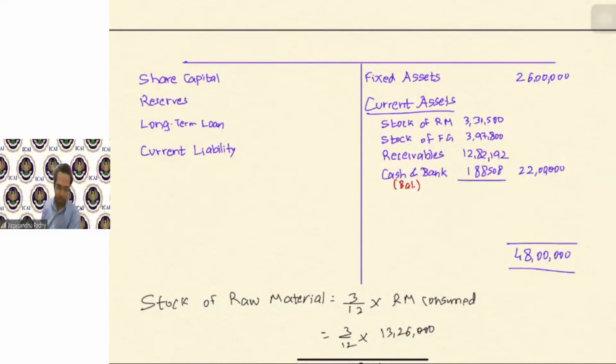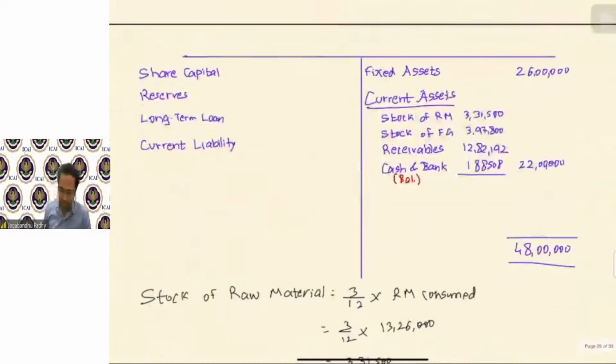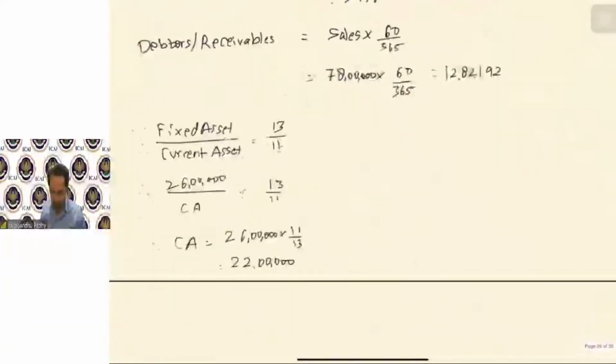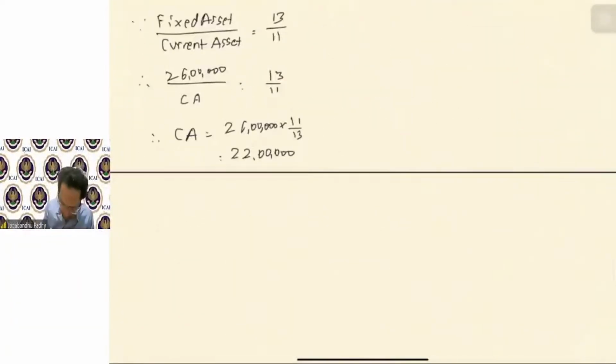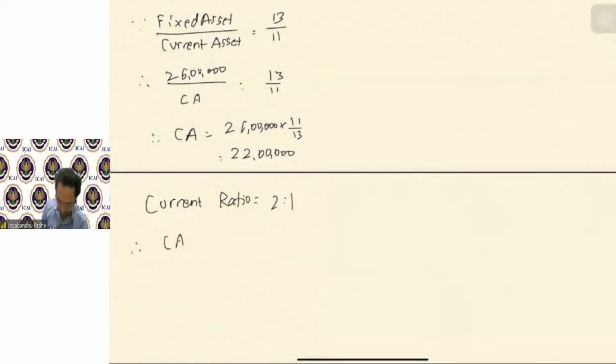Now share capital, reserves, long-term loan and current liability, we can say. For that, we'll use some more ratios. We have used fixed asset. Now current ratio is 2:1. That's really great. Now, since the current ratio is given, current ratio is specified as 2 is to 1, right? So therefore, current asset upon current liability is 2 is to 1.